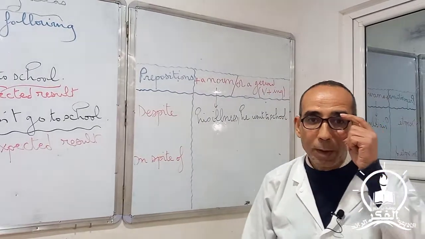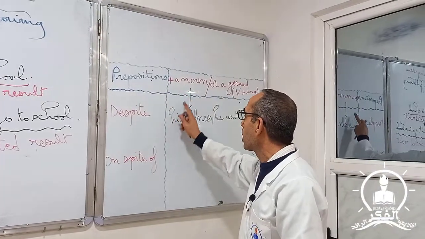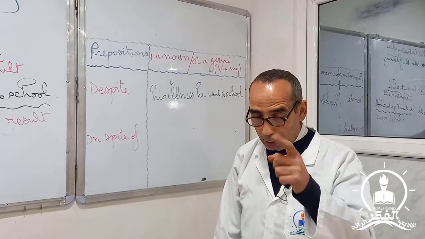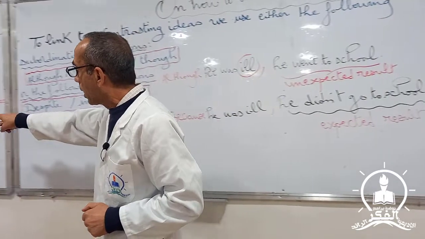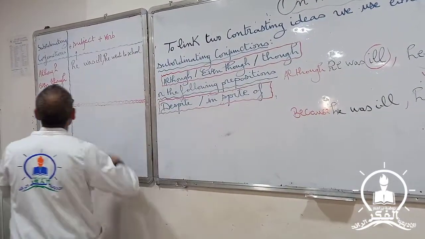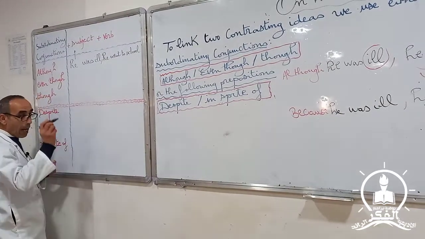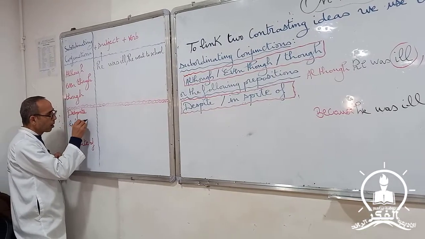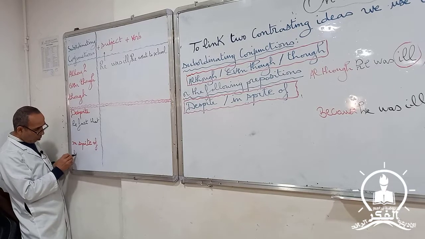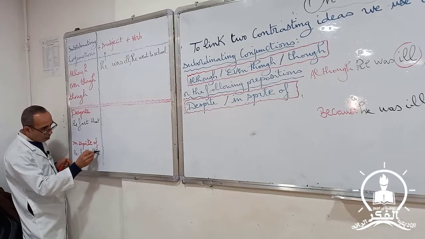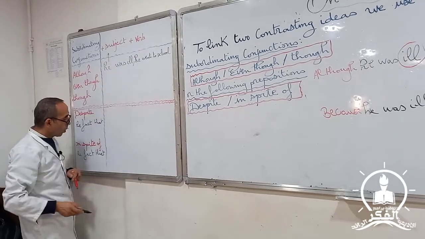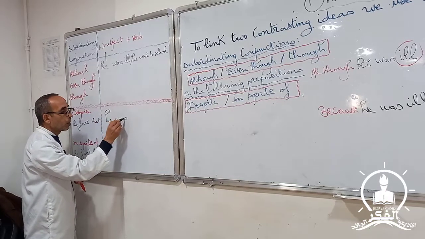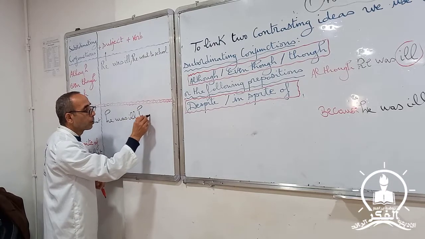I know that a lot of you try to avoid using a noun because sometimes it is not easy for you to find a noun to use after despite and in spite of. I give you a trick. If you want to use despite and in spite of with a subject and a verb, you have to add these three words, despite the fact that. In this case, you can use a subject and a verb, and you can say, despite the fact that he was ill, he went to school.